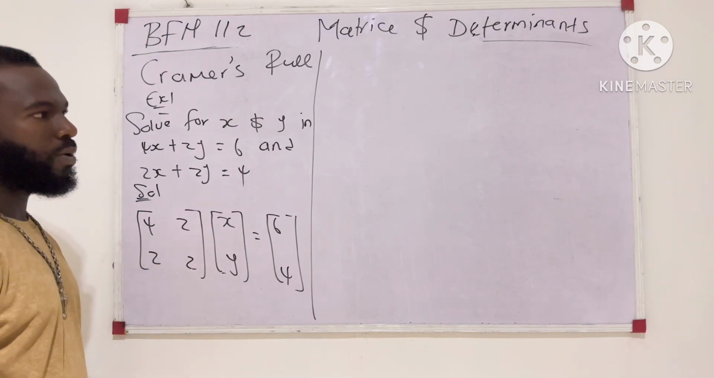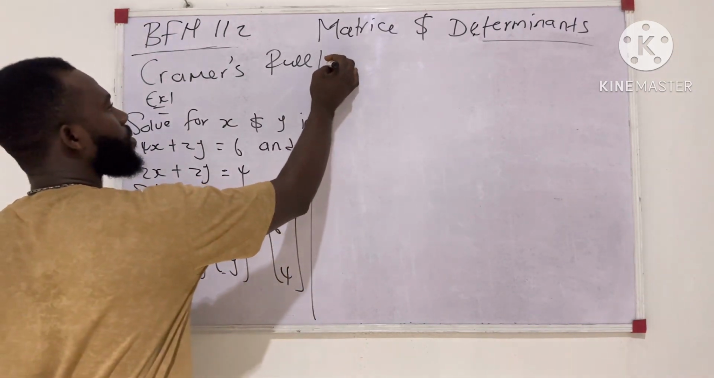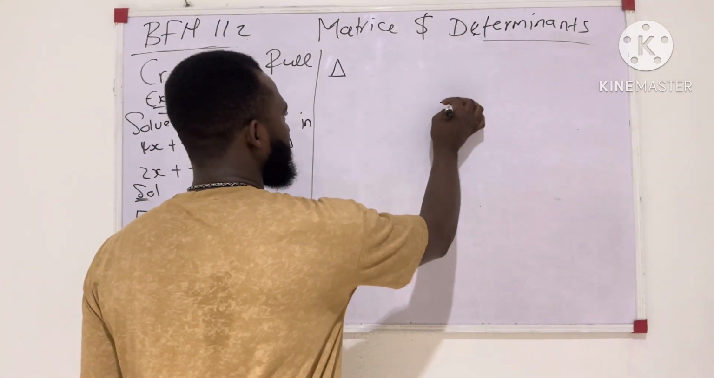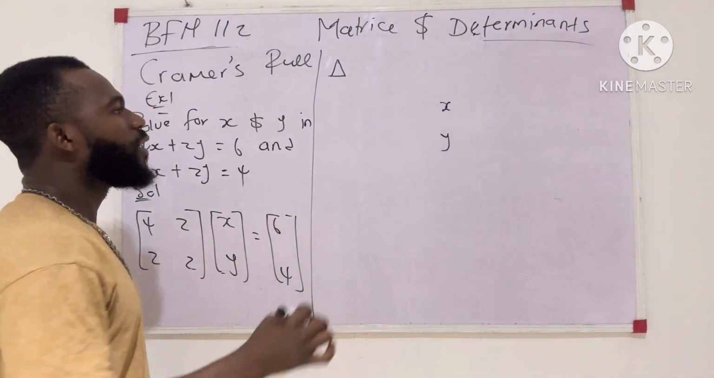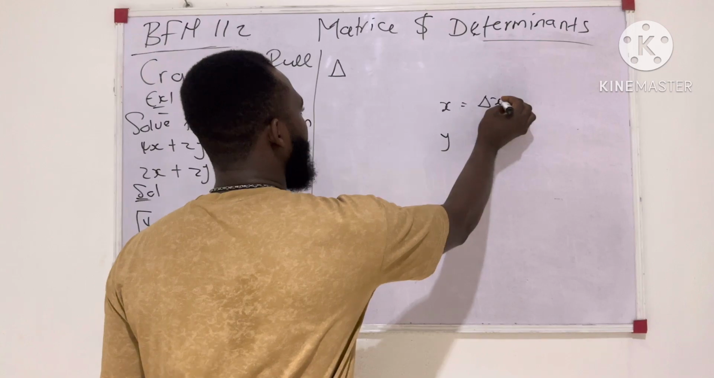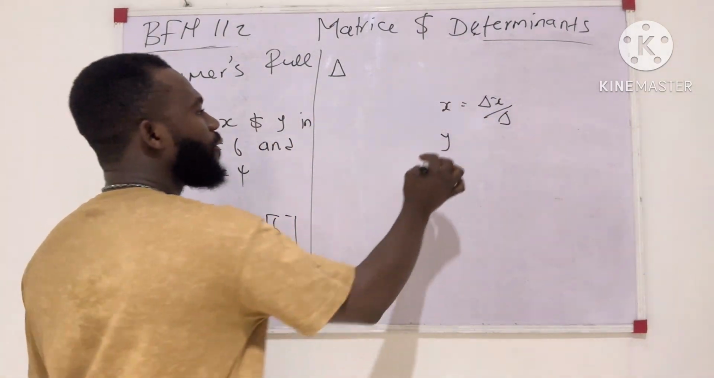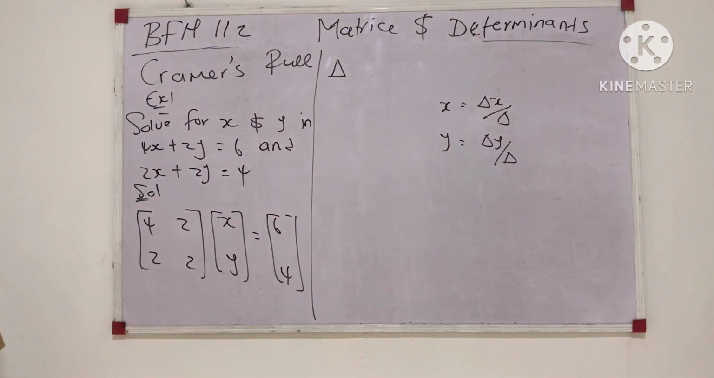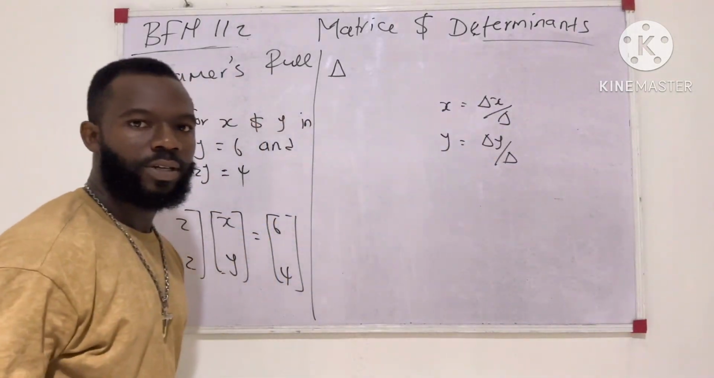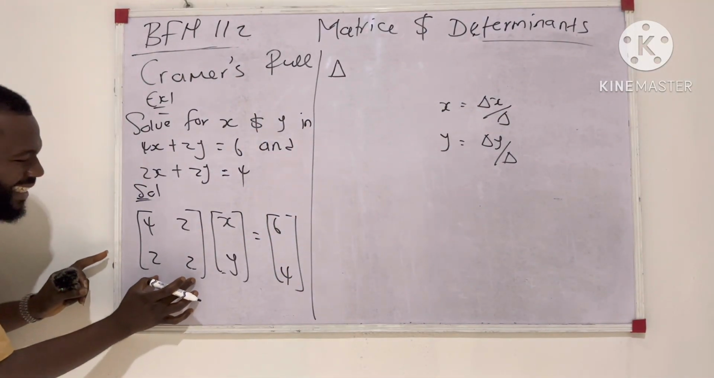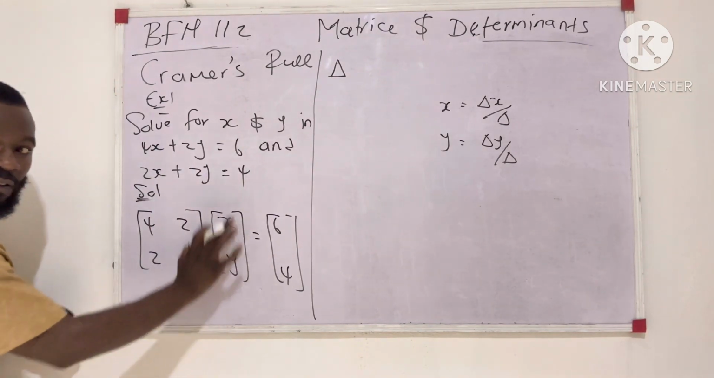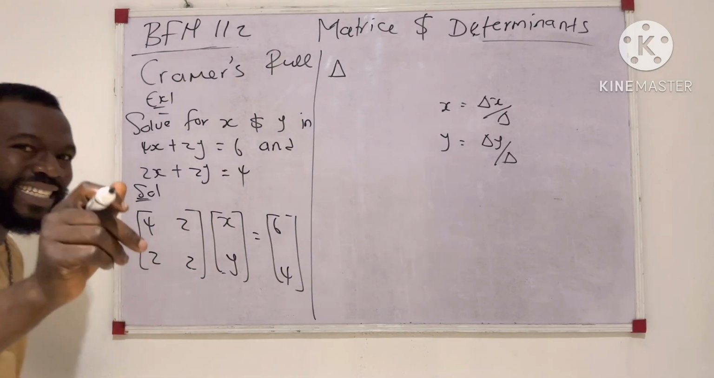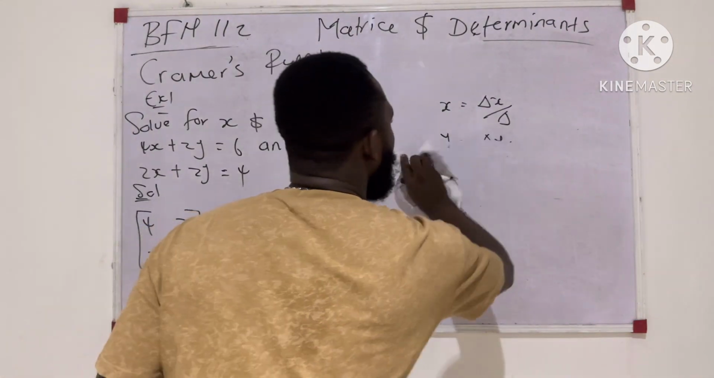The first one we're going to look for is our change. But before I begin, what are the formulas for solving x and y? The formula for solving x is change in x over change. And the formula for solving y is change in y over change. Are you with me? Now, what is change? Change is finding the determinant of the coefficients of the variables, which include 4, 2, 2, and 2. Let's look for change first.